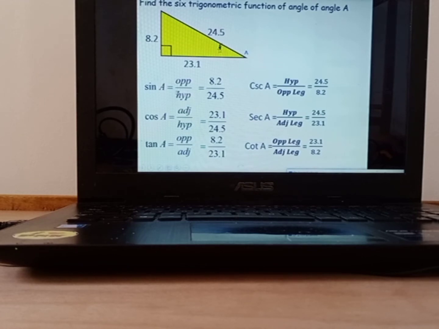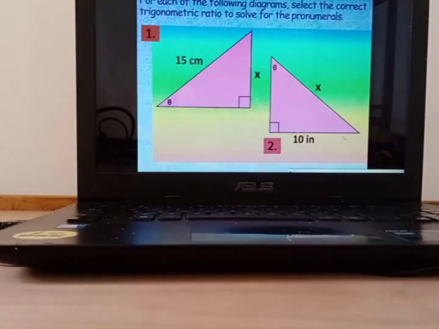So we already have our six trigonometric functions. Take note, class, again, cosecant is the inverse of sine. So whatever value you obtain on the sine, the cosine, and the tangent, you will only have to inverse it in order to get the value of our cosecant, the secant, and the cotangent function.